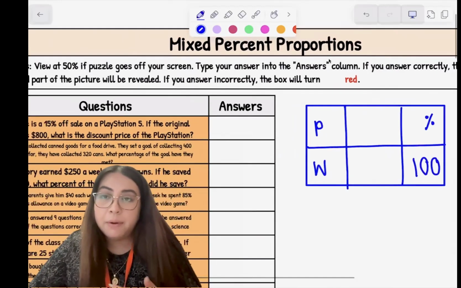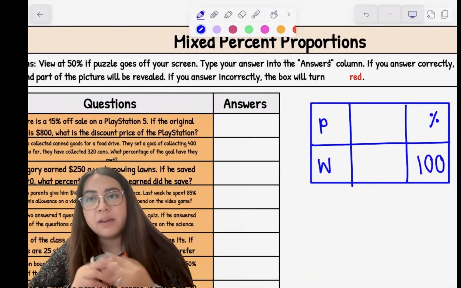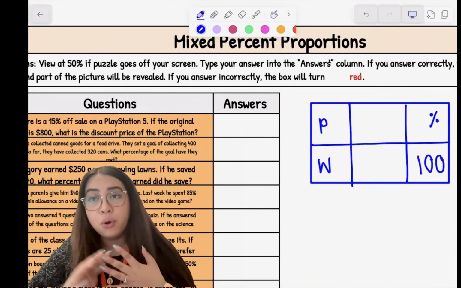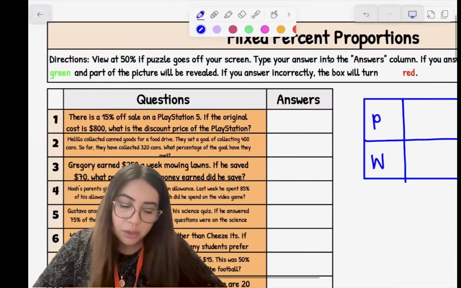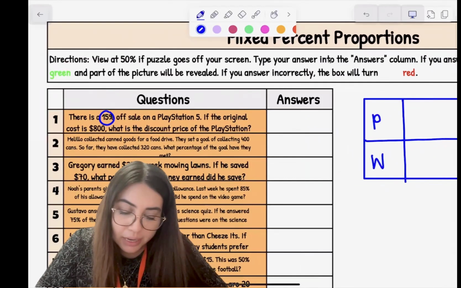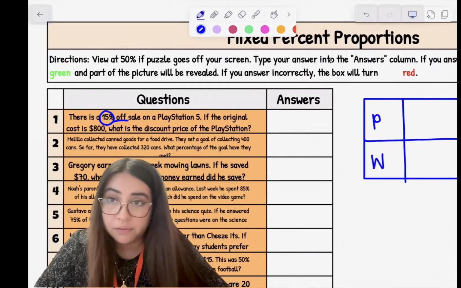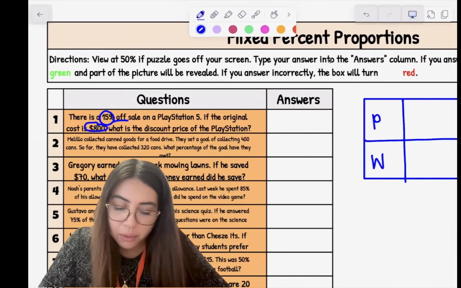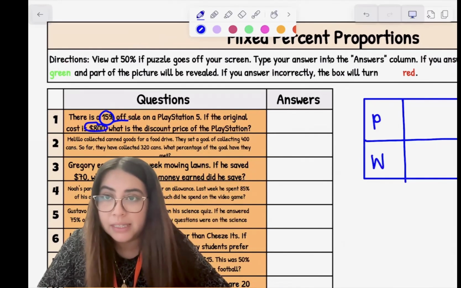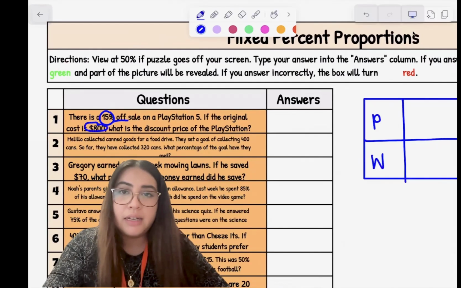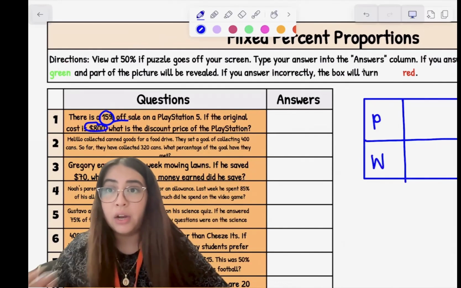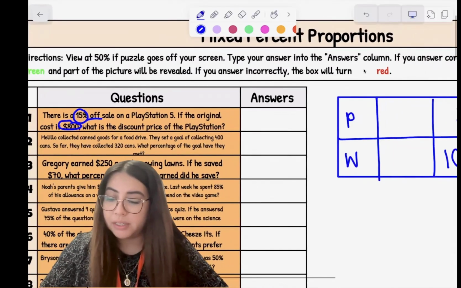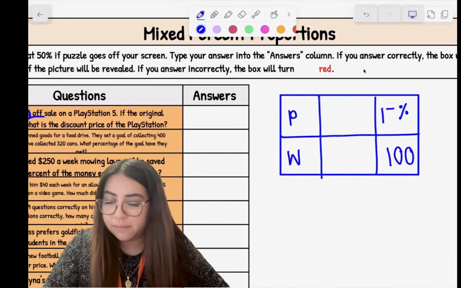This is what we know. All right, I'm going to read the problem now, and remember, it could either be the missing part or whole or missing percent. So there was this 15% off sale on a PlayStation 5. If the original cost is $800, what is the discount price of the PlayStation? So I know my percent. My percent is 15%.